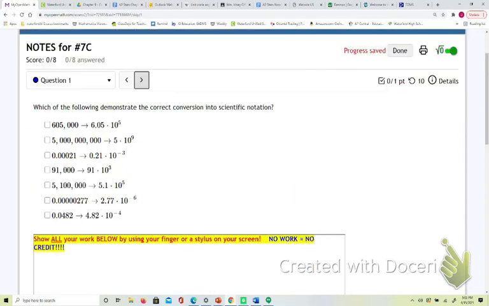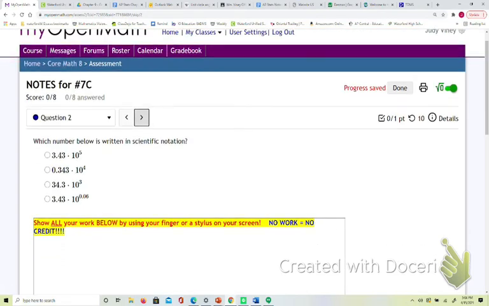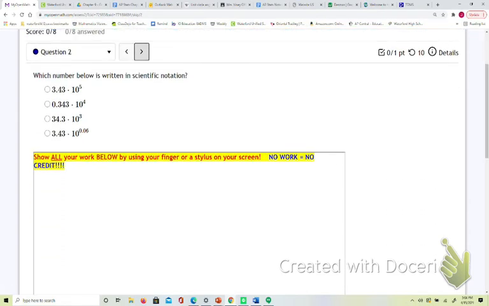Number 2. Number 2 is going to be so nice for you. You don't have to put anything in the work area. So it says which number below is written in scientific notation. So let's start on the bottom and look at that one. Do you notice that it is between 1 and 9? It is times 10, but oh my goodness, this is a problem. Do you notice that right there, that is a decimal point in the exponent? Not correct. Don't select it. Okay? No, don't select it.